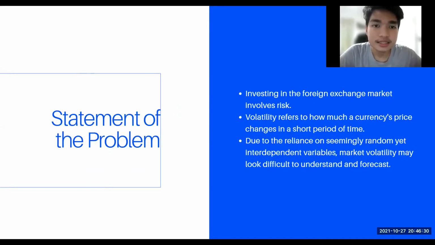The Forex market is a marketplace for trading currencies. Investing in the foreign exchange market involves risk. The volatility of a currency refers to how much its price changes in a short period. Market volatility may appear difficult to understand and forecast due to its reliance on seemingly random but interdependent variables. With the current state of our exchange market, it is difficult to predict the best time to buy a currency pair at any given point in time.